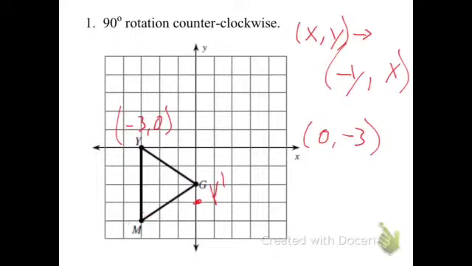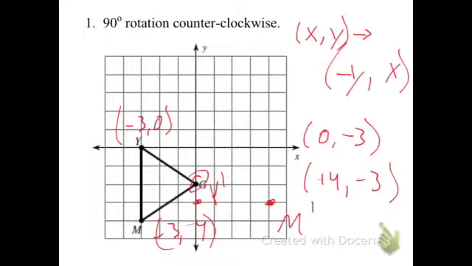M over here is currently at (-3, -4). If you switch the order, you'll get (-4, -3). And you have to remember to make the first coordinate the opposite sign. So we're looking for (4, -3), which is right there. And that's going to be my M prime.